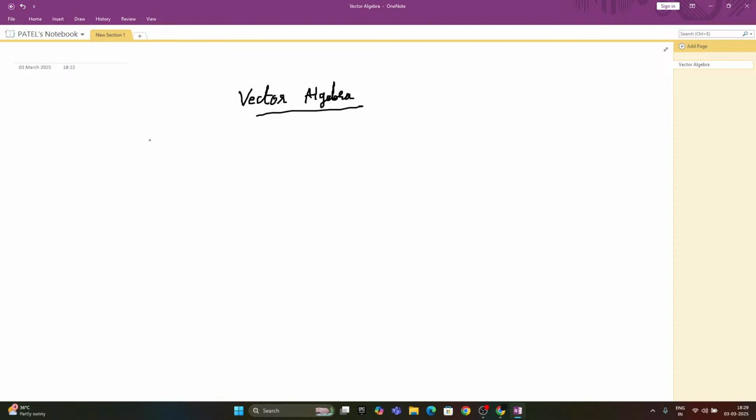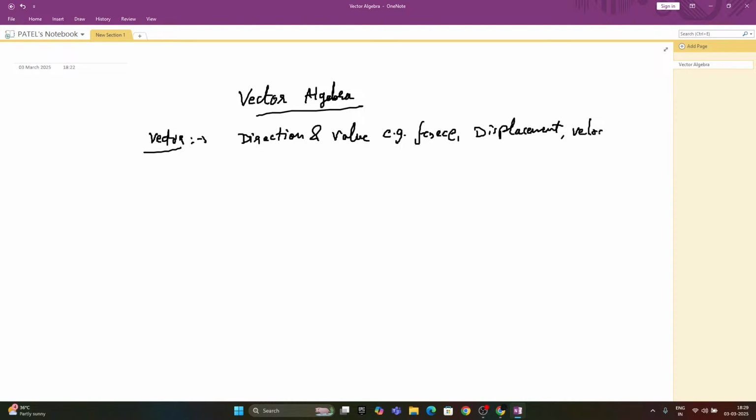First of all, the vector algebra. Vectors have two types. What is meant by a vector? A physical quantity that is described with direction and value is called a vector. For example, force, displacement, velocity, etc.